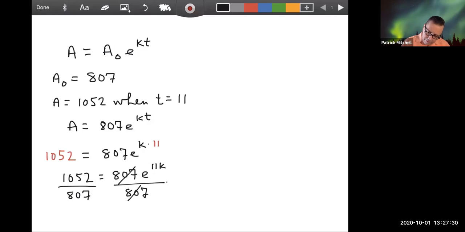So now we have 1,052 over 807. If you wanted to, you could turn that into a decimal. Just be very, very careful, especially in these problems involving exponential functions. Be very careful about rounding. Round as little as possible. I would say keep a minimum of 4 decimal places in every number, especially numbers that appear inside exponents. So I'm not going to do any rounding until the end of the problem.